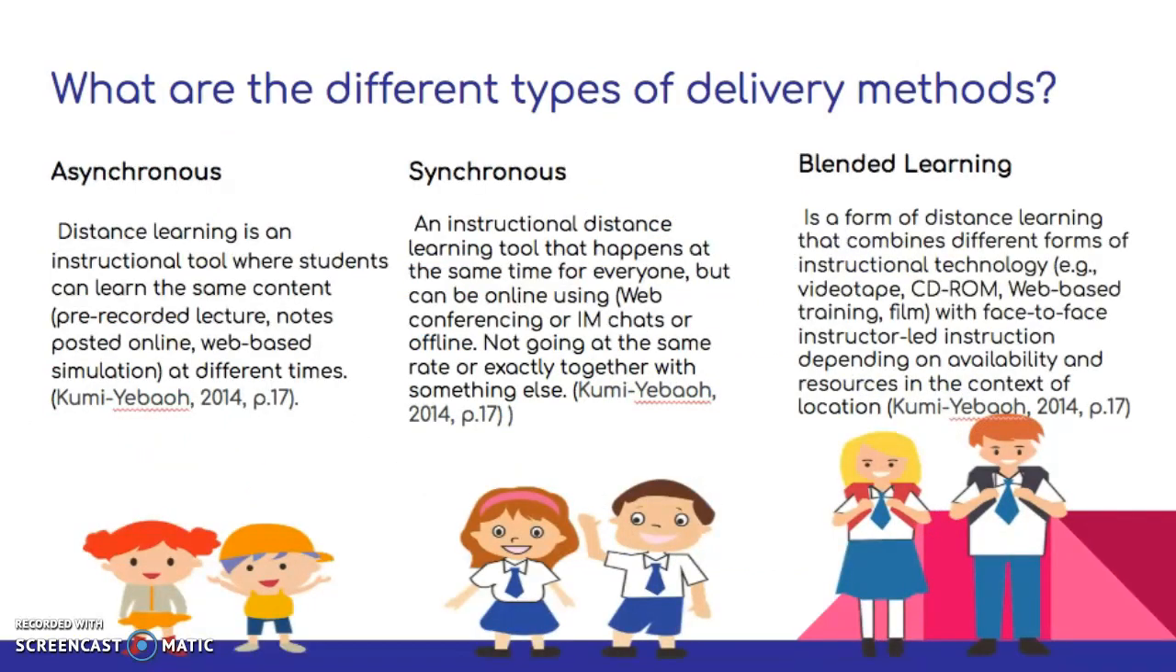So now that we've discussed what online learning is, let's talk about the different types of delivery methods. We have asynchronous, synchronous, and blended learning. Asynchronous is distance learning, an instructional tool where students can learn the same content at different times. This can be a pre-recorded lecture, notes posted online, or a web-based simulation.